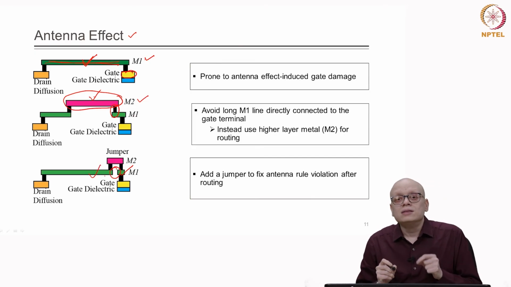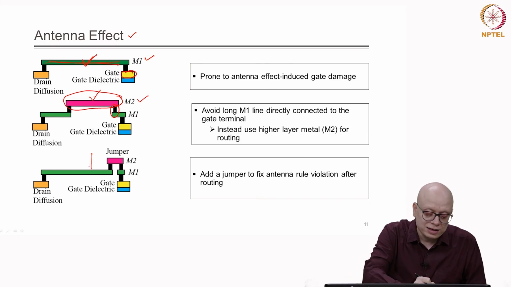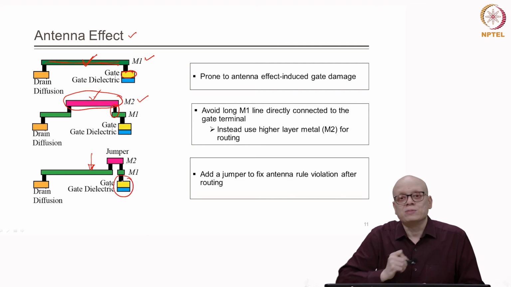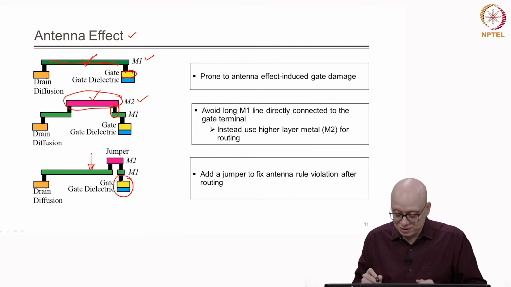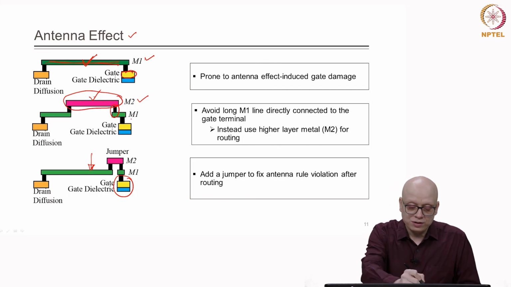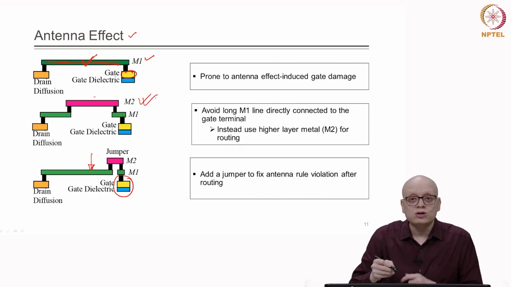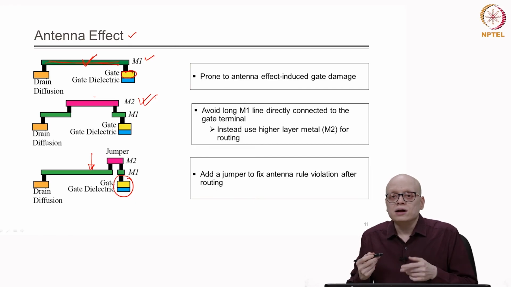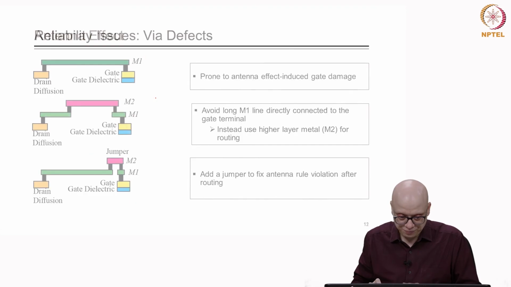And therefore, the charge, if it gets accumulated, will get accumulated on this part, and the gate will not be damaged. This is how we can fix antenna rule violations after routing, or even during routing we can take decisions. For example, in this case we route it on the M2 layer, so that we avoid getting an antenna rule violation.